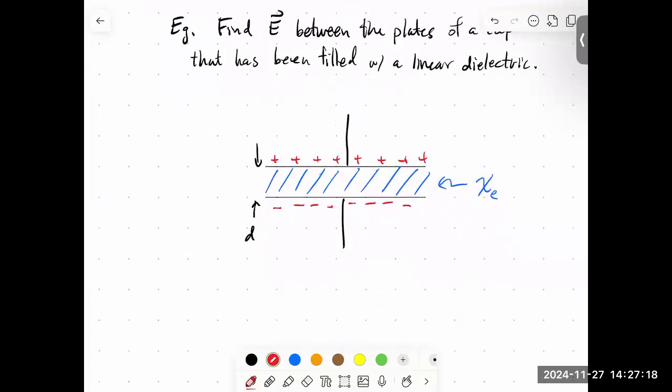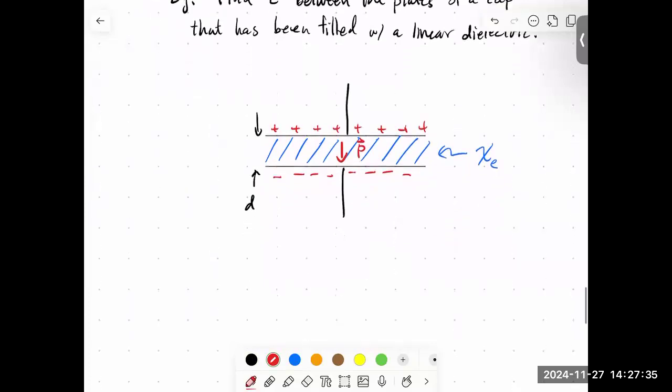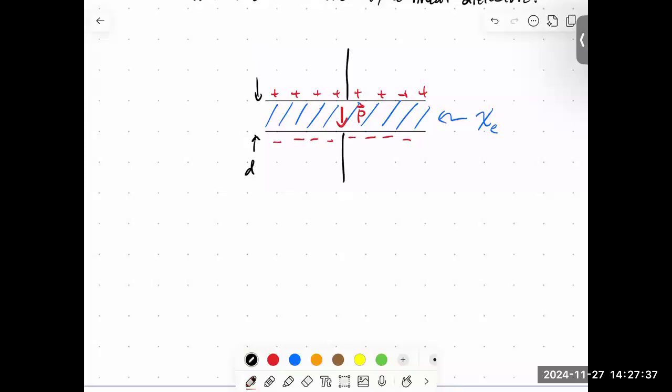So what's going to happen is we're going to get some polarization P that points downward. So the positive ends of the dipoles will be attracted to the negative plate, and the negative ends to the positive plate. Okay, so we're going to do this Gauss's law problem again, using the electric displacement. So that has to be equal to the free charge.